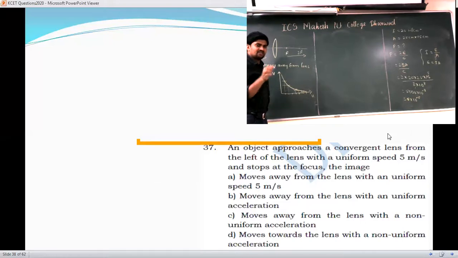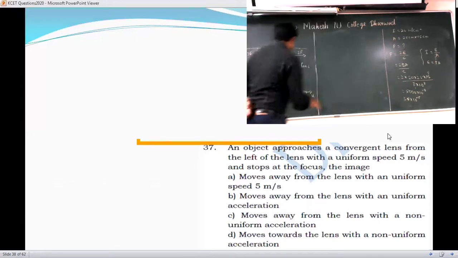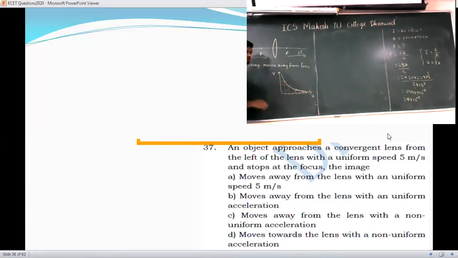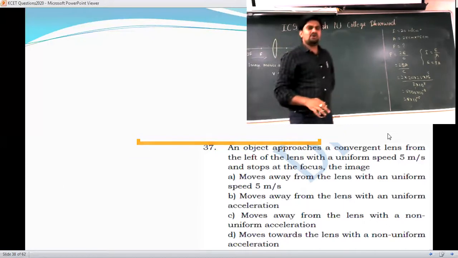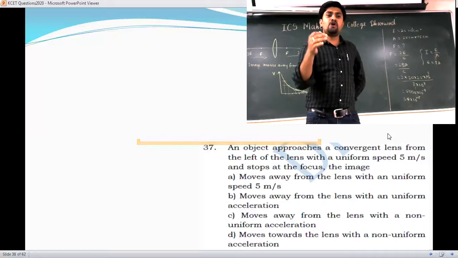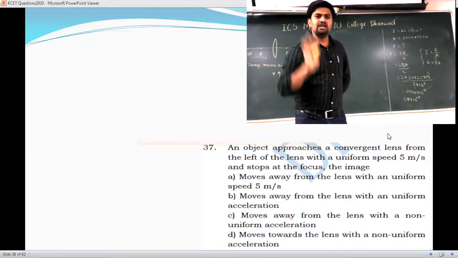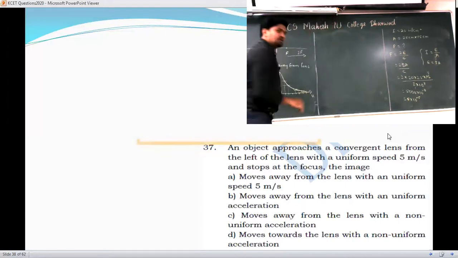If you take the changes in u and v, it is not uniform at all. So I can say that A is not a suitable answer, because they have given that it moves away from the lens with a uniform speed. It is not moving with uniform speed, so option A, you delete it. Okay, next coming to B and C.